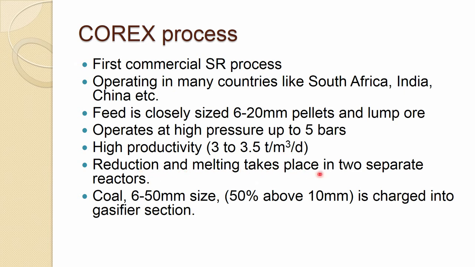Reduction and melting takes place in two separate reactors. So, it is a two stage process. Coal of 6 to 50 millimeter size, 50% above 10 millimeter, is charged into the gasifier section. So, there are some requirements of the charge which should be in that sort of range, and so this process is sensitive to these charges, but nonetheless you can see it uses coal and pellets, so without using the coke.